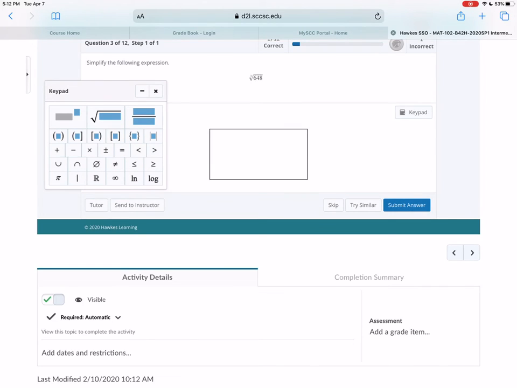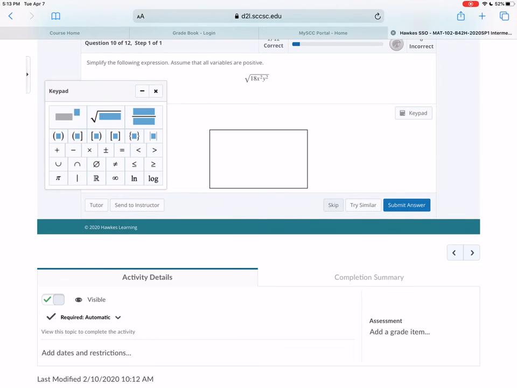All right, now you're also going to come across ones that contain variables. So let's look at one more here where we have a variable that needs to be included. So let's take this one right here.